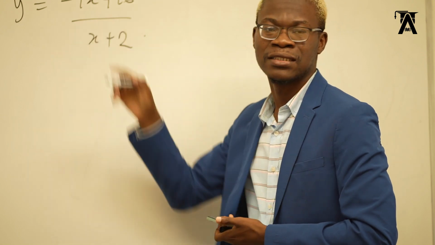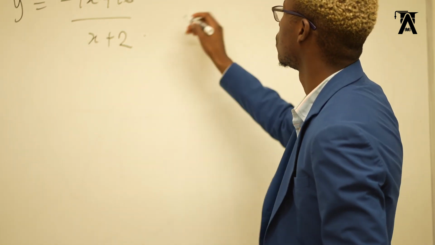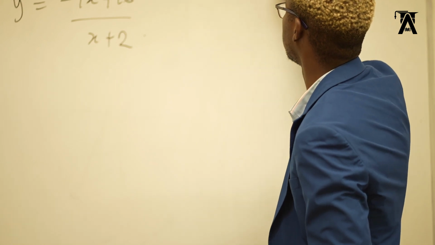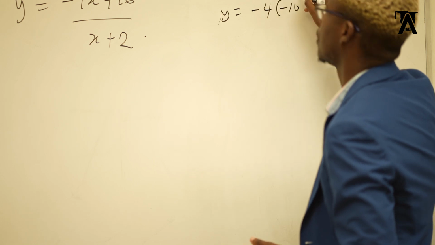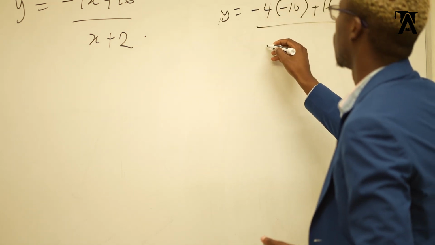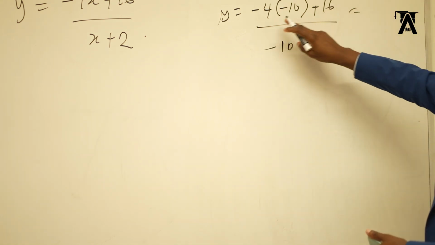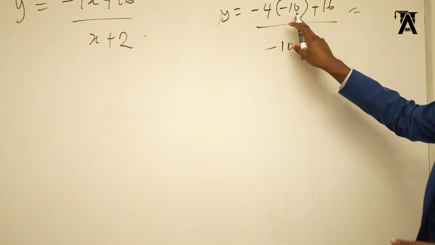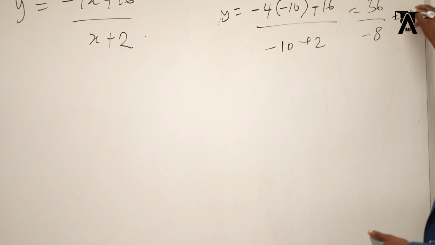So if x is -10, what is the value of y? Let's start with that. So x equals -10. What is y? y equals (-4(-10) + 16) divided by (-10 + 2), which is 40 plus 16, because -4 times -10 is 40. So 40 plus 16 is 56 divided by -8, which is -7.